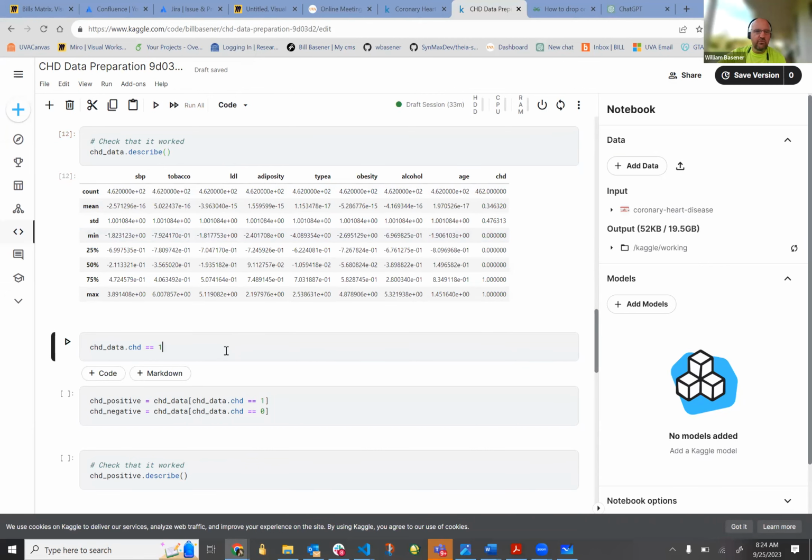Okay, so what we want to do now is separate out the two classes. There's a class of people with coronary heart disease and people without. And we're looking at the means of each of those classes.